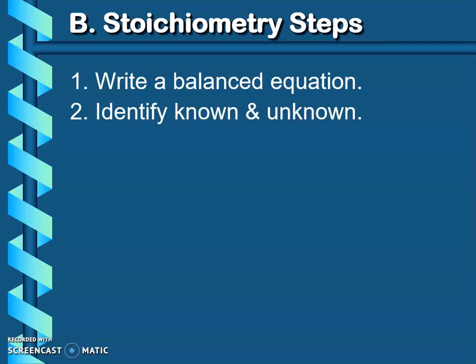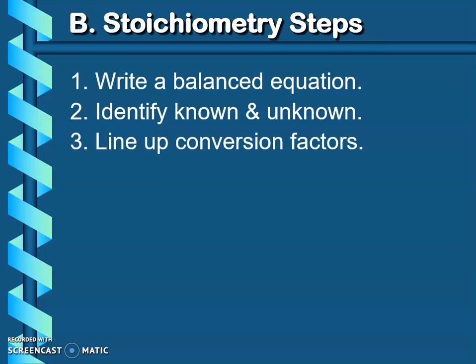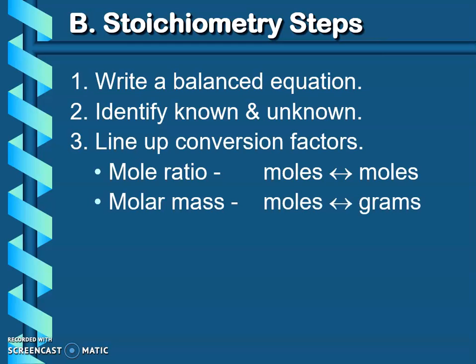Next, you're going to identify your known and your unknown variables from the question provided, and we'll do some examples so you can see. Next, we need to line up the conversion factors. So using that line, where do we need to put things on the top, where do we need to put things on the bottom so that we can cancel off our units, because that's going to make sure that we are dividing and multiplying correctly. And there's lots of different things that we may need to use. We may need to use the mole to mole ratio. We may need to use molar mass. Remember, that's moles to grams.